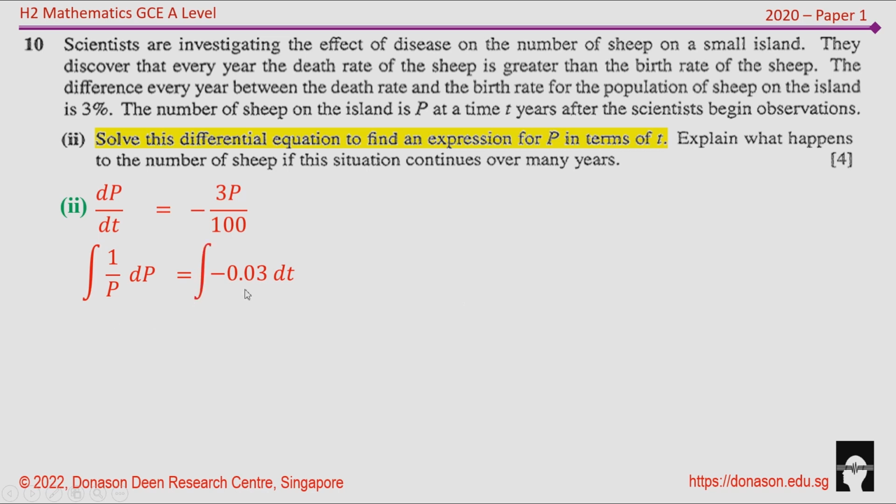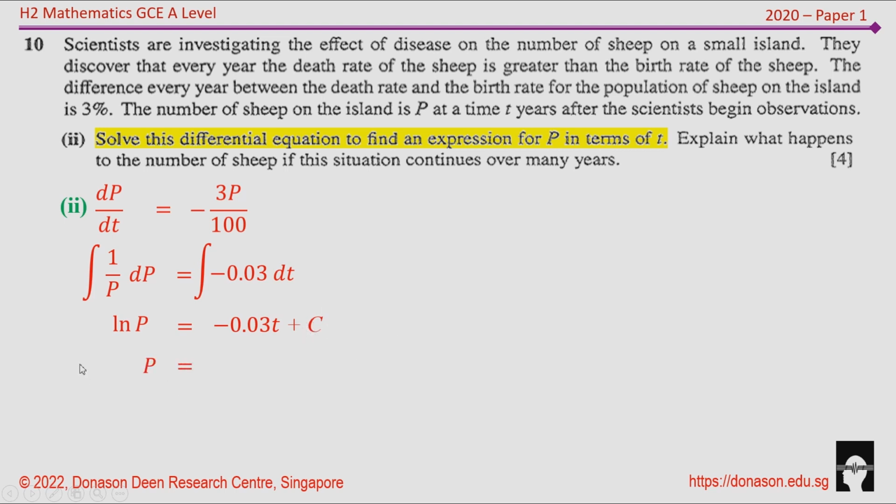So let's now start integrating. If I take 1 over P and integrate it with respect to P, this is of the form f prime x over f x, because if I differentiate P, it gives 1. So 1 over P is going to become ln P. So ln P is equal to, this is simply a constant integrated with respect to time, so we put a t after the negative 0.03. It becomes negative 0.03t plus a constant of integration, plus c.